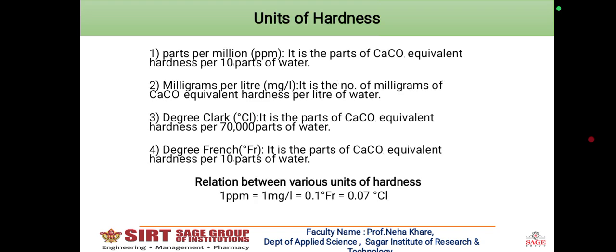The relation between various units of hardness: 1 ppm is equal to 1 milligram per liter, and 0.1 degree French, and equal to 0.07 degree Clark.